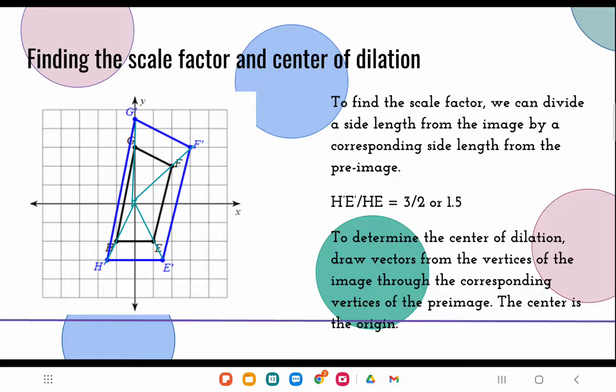Now, the other way to find that scale factor, as I noted before, was that I could have taken my vector lengths and divided them by each other. It is going to be vector to the image divided by the vector to the pre-image, dividing those components, and that will give me this same scale factor.